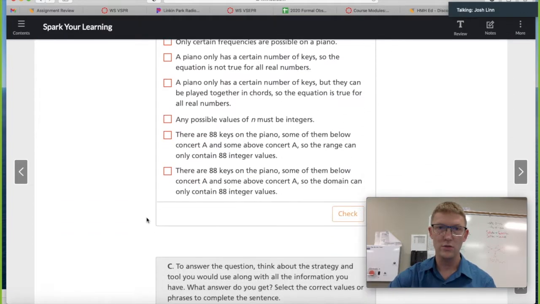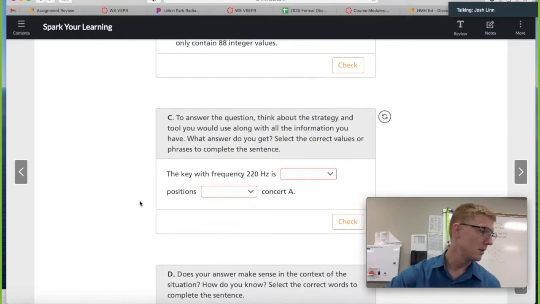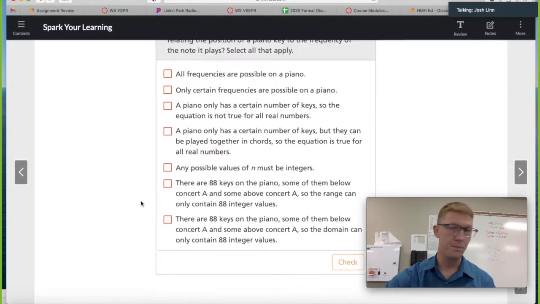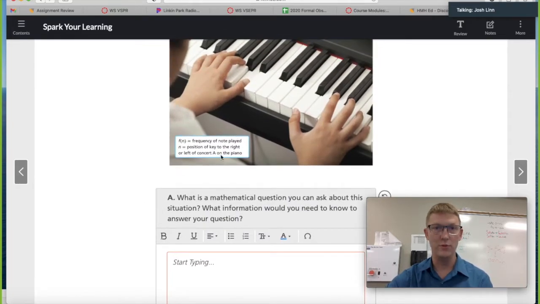So as we scroll down, now they don't give us that. But you can make a relationship with the frequency of notes being played versus the position, and I believe it has to do with an exponential function. So we need to know how to solve it, right? So let's go.